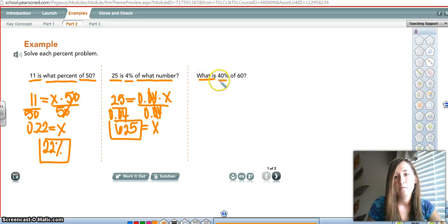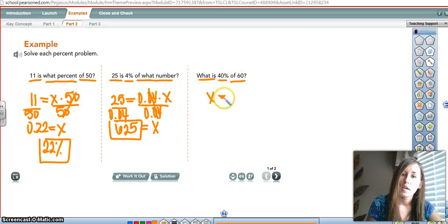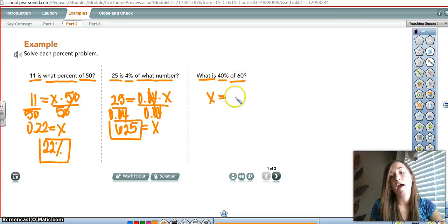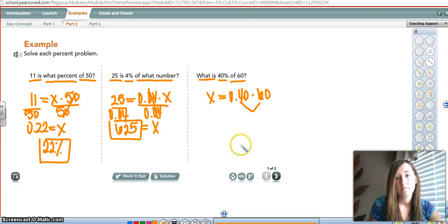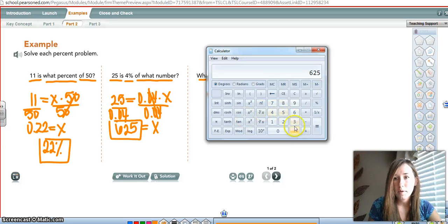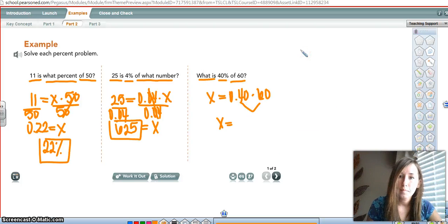What is 40% of 60? Here we're looking for the part. The part equals the percent. Again, we have to write it as either a fraction or a decimal. I'll stick to decimal form. Times the whole. Here, we just multiply. 40%, 0.40 of 60. 24. That's our part.